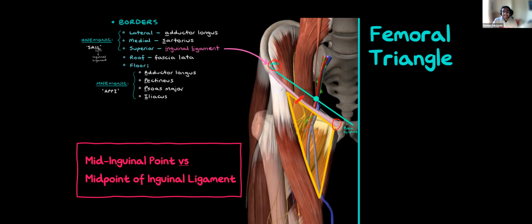Now, as for the mid-inguinal point, that's what I've drawn here in this teal, which is from the ASIS, but a little bit further down, to the pubic symphysis.